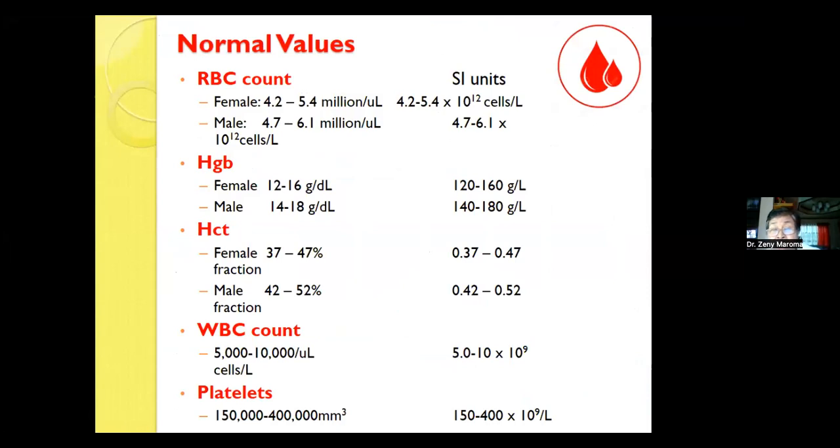So the source is the Ignatovicius. So we have also each book, each laboratory release the different normal values, may counting variation, but it is negligible. Okay, still very much acceptable. Like the RBC, red blood cell count, that's about 4.2 to 5.4 millions. No? And then the male is higher, 4.7 to 6.1. While hemoglobin, female is about 12 to 16 grams per DL, while male, about 14 to 18 grams per DL.